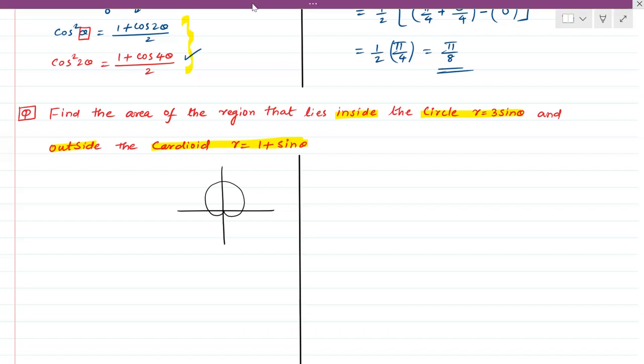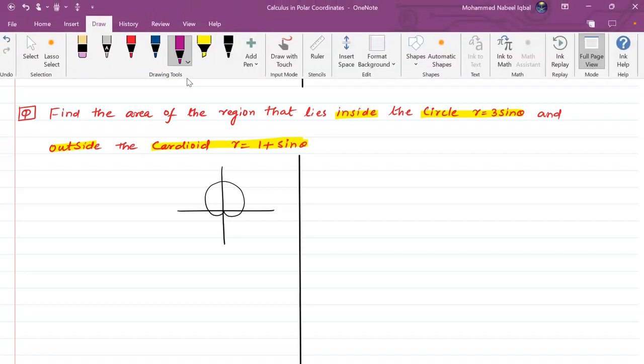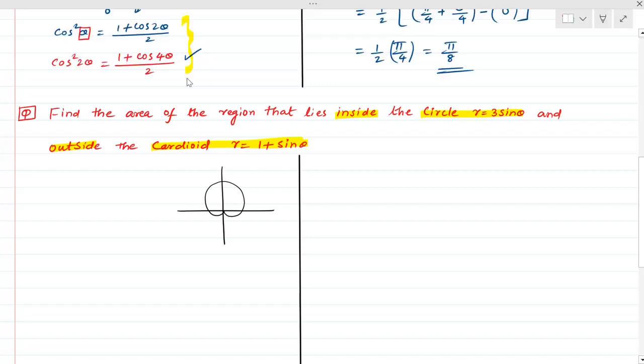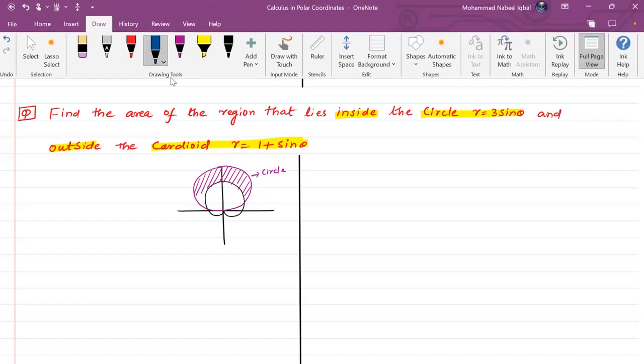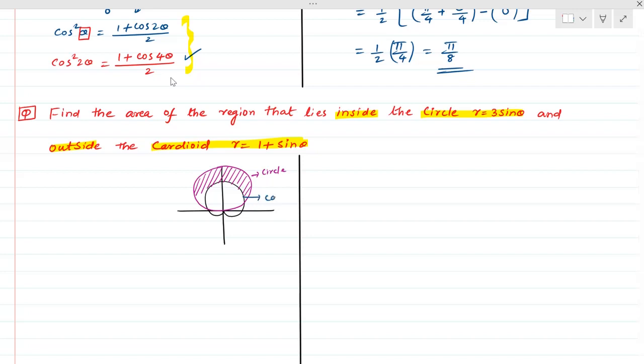So the cardioid will be here like this. And where is the circle? The circle will be on the y-axis. So this is the region I have to find. So the area inside the circle, this is the circle, inside the circle and outside the cardioid. See the question, understand the question first and then answer it correctly. So here we will calculate the area outside the cardioid and inside the circle.